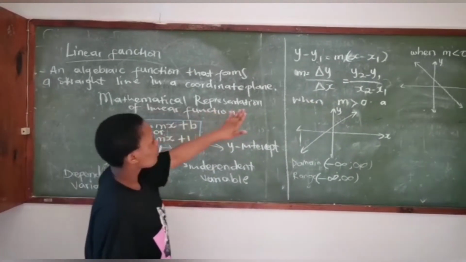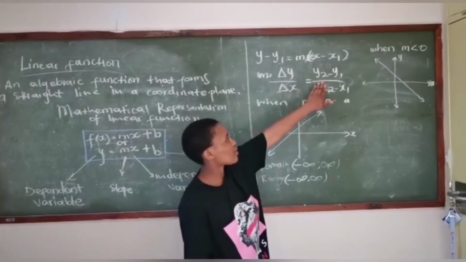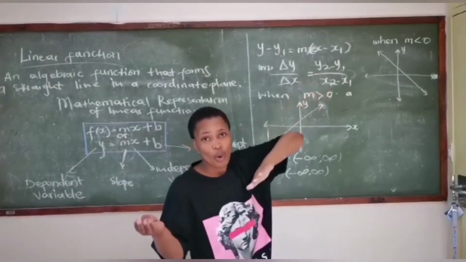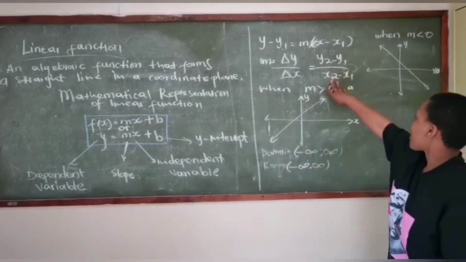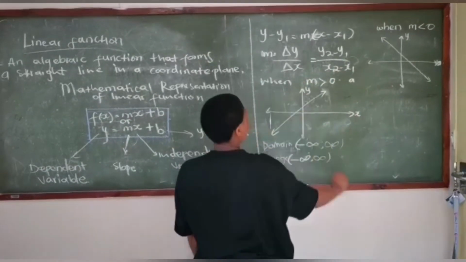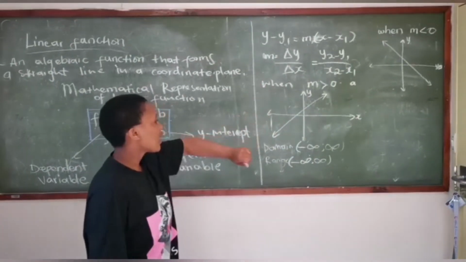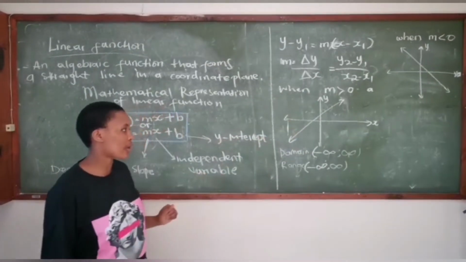So you can use this formula to find your gradient, where we take the bigger y value and subtract the smaller y value. You divide it by your bigger x value minus the smaller x value. So this is the impact that your m, which is your gradient, can have on your graph.